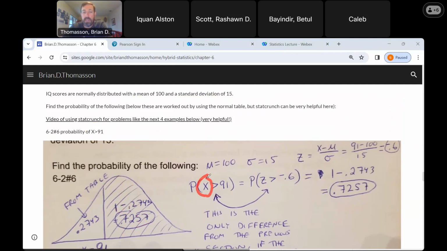Notice I'm using X here. What I was using before was Z. The Z represents the standard normal, meaning a mean of 0, standard deviation of 1. X means it's not standard normal, some other mean and standard deviation, like in this case a mean of 100 and a standard deviation of 15. So I've changed variables because all that says is we're no longer doing standard normal.